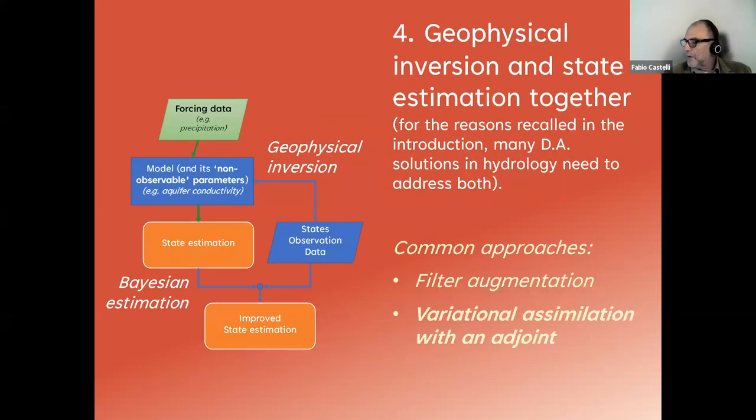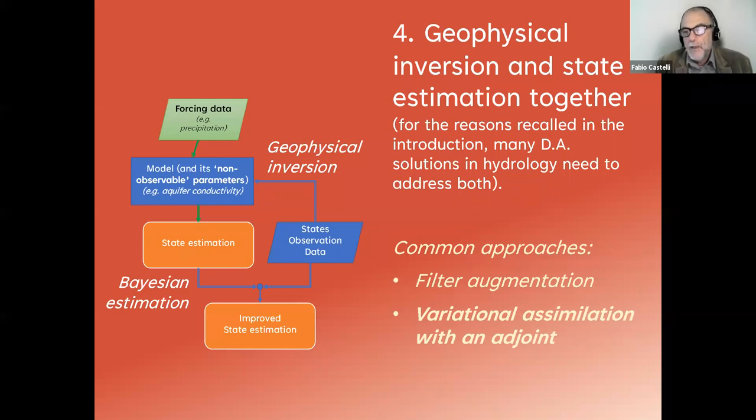Okay, let me go in the remaining time to the more complex problem. As I mentioned, many hydrologic applications are characterized by both insufficient data, insufficient observation, and uncertain model parameters. So many hydrologic problems and data assimilation hydrologic problems need to address geophysical inversion issues, that is parameter estimation or initial state estimation. We call also an initial state estimation a geophysical inversion problem, and Bayesian or state estimation problems, okay, together.